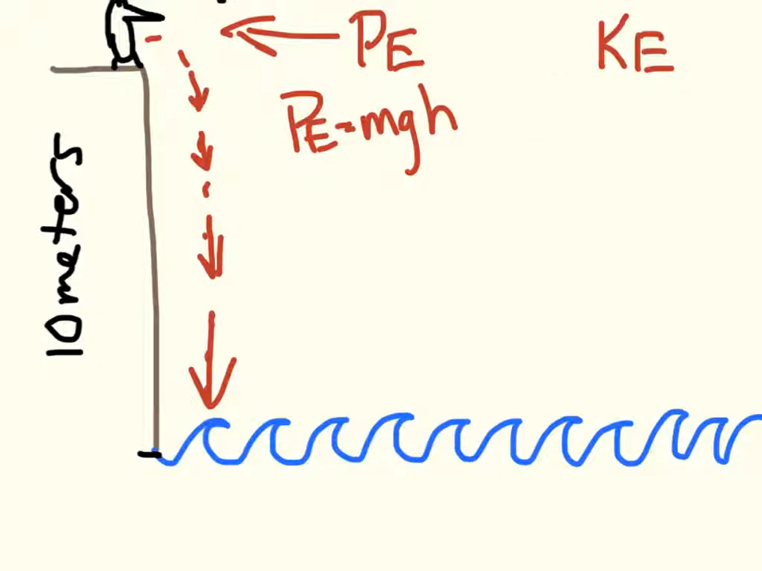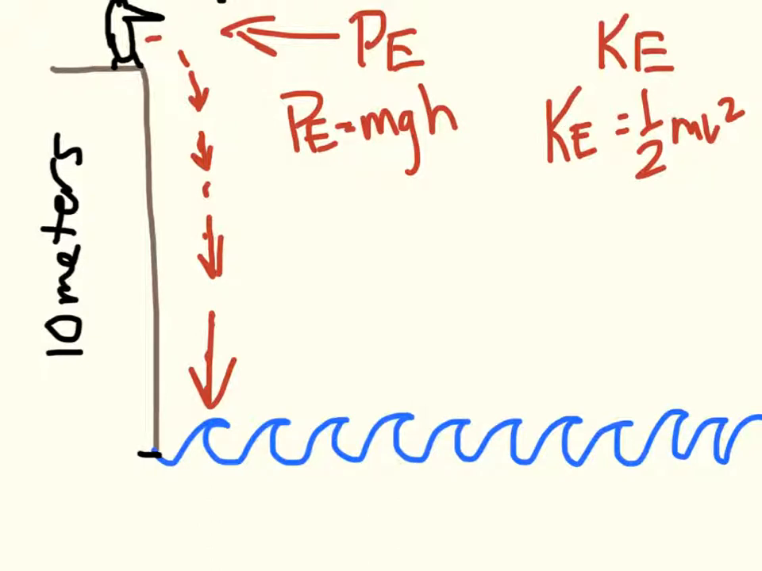Kinetic energy, on the other hand, is 1/2 mv squared. So for the penguin, again, the penguin's mass won't change, but as he falls, his velocity is going to increase, and so his kinetic energy will increase.